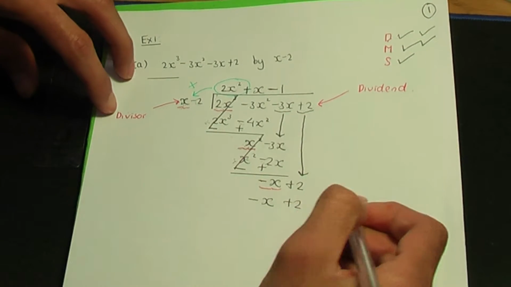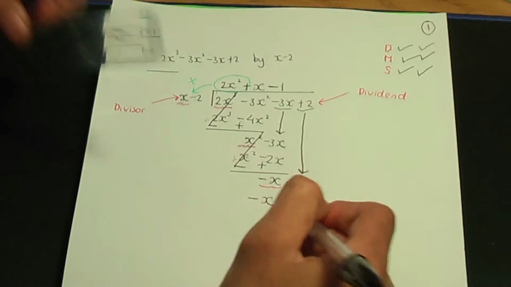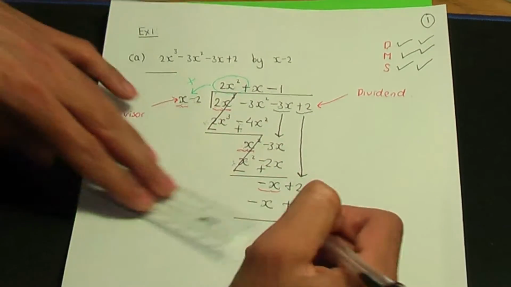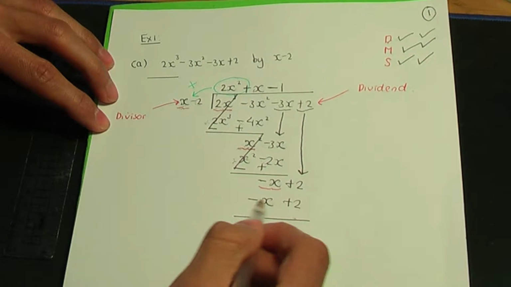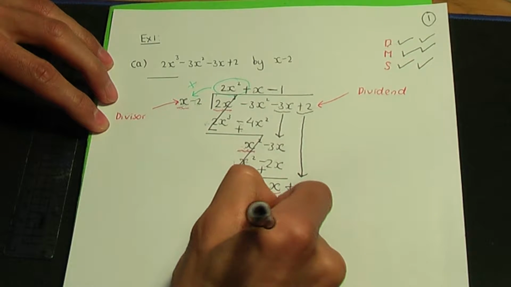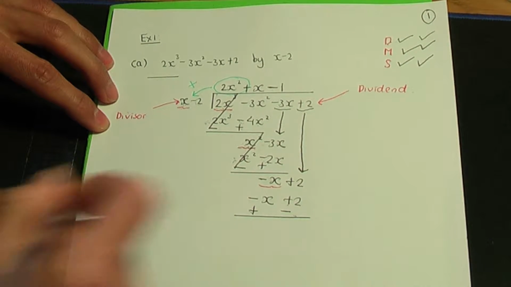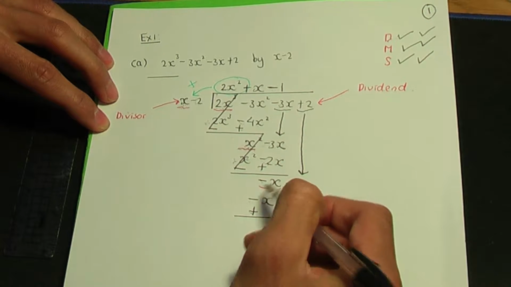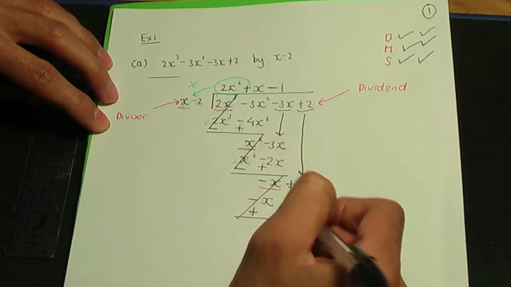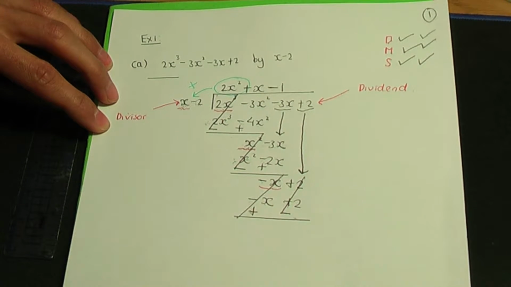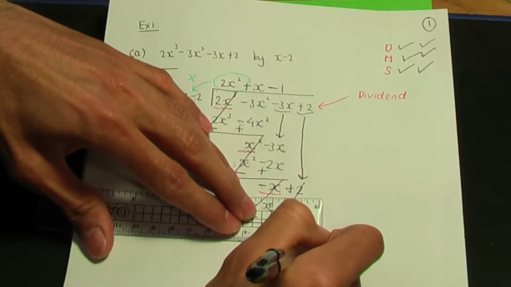After you multiply, you need to do S. S means subtract. Once again, reverse the signs of the bottom two terms. This minus reverses to plus, this plus reverses to minus, and when you add the terms, minus x plus x amounts to nothing, plus 2 minus 2 amounts to nothing, and we have a remainder of 0.